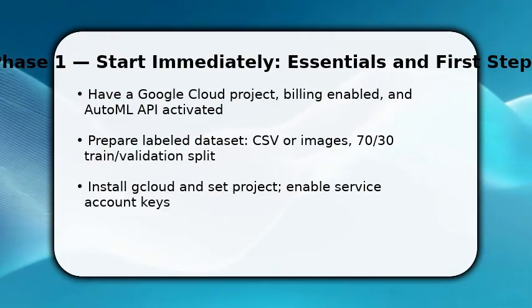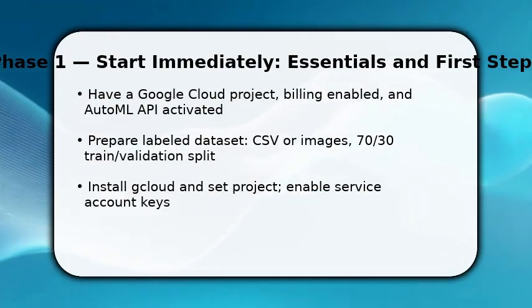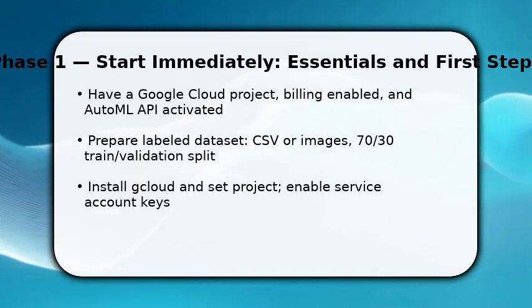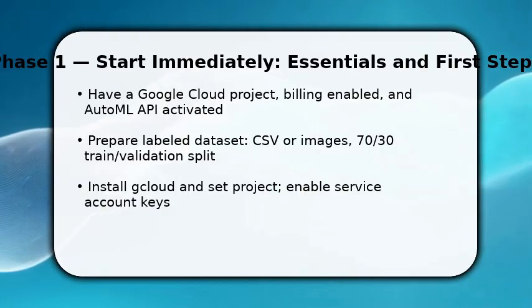You start by confirming prerequisites: a Google Cloud project with billing, AutoML API enabled, and a service account with proper roles. Once done, prepare your dataset, label examples consistently, and split roughly 70/30 for training versus validation. Next, install and authenticate gcloud on your machine, then upload data to a cloud storage bucket.